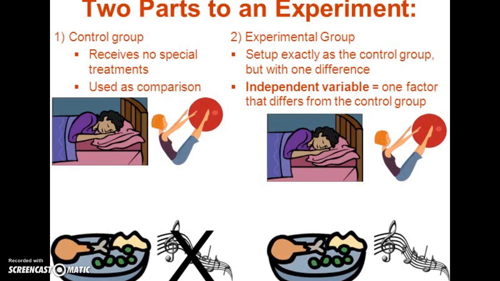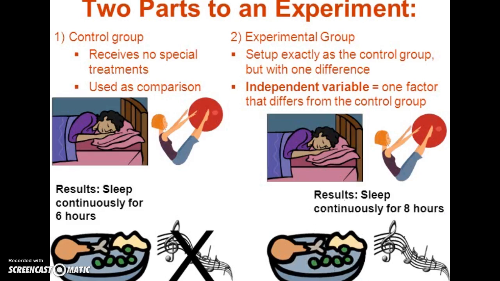After the experiment is finished, let's say that you record the amount of sleep that the two groups achieve for a month. Over the course of one month, the control group, who did not get to listen to music, slept continuously for about 6 hours and then woke up. But the experimental group slept continuously for about 8 hours. When we look at this data, here is what we call the dependent variable: the data that you collect, your results.